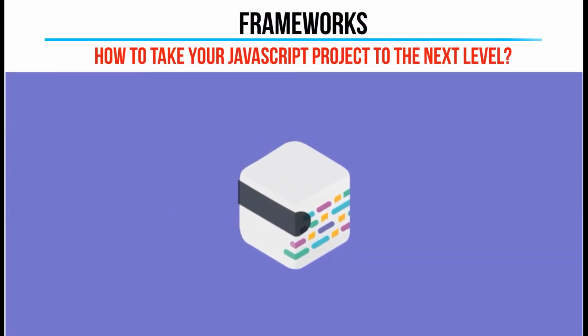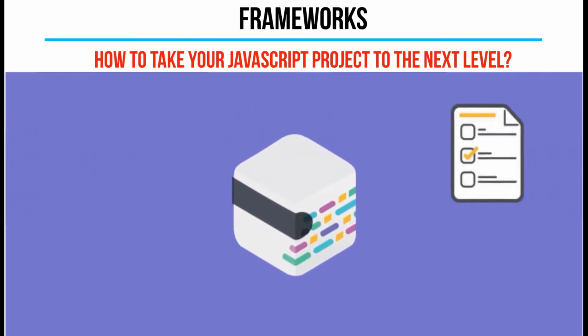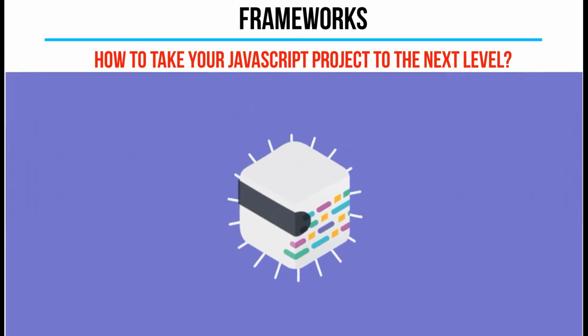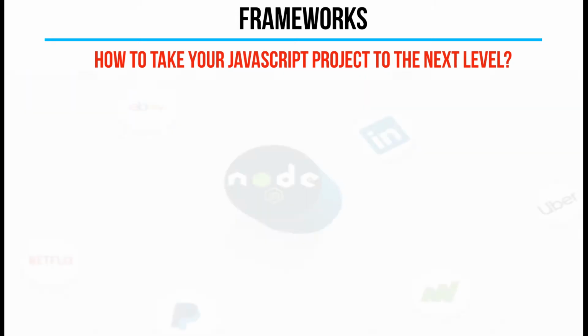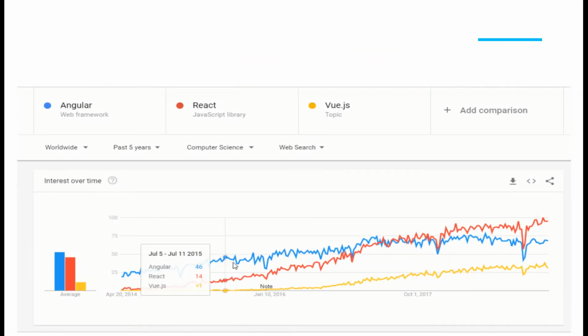A framework is an abstraction that provides a standard way to make an application, with a large portion of functionality like events, data binding, and storage. For example, Node, Angular.